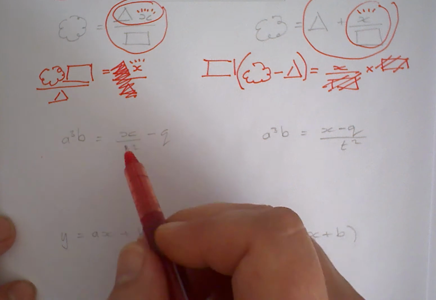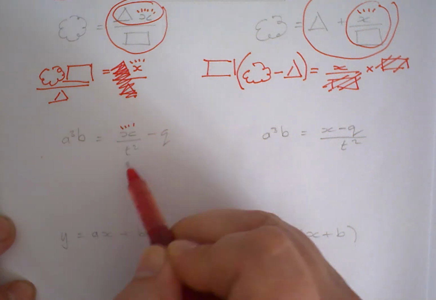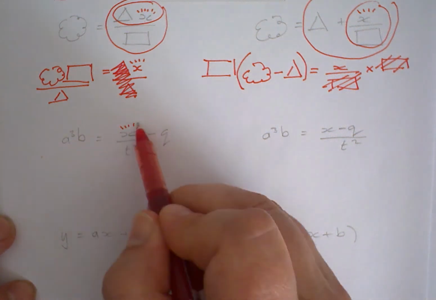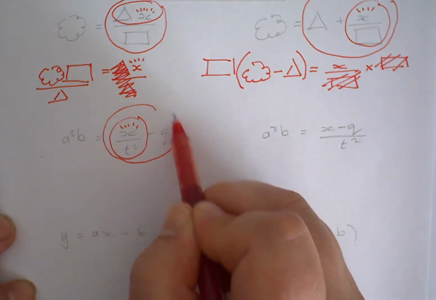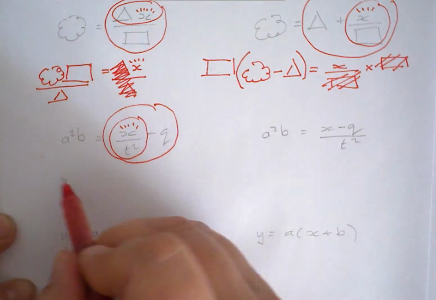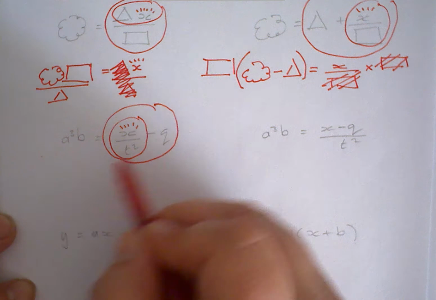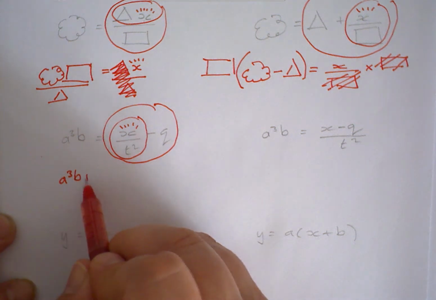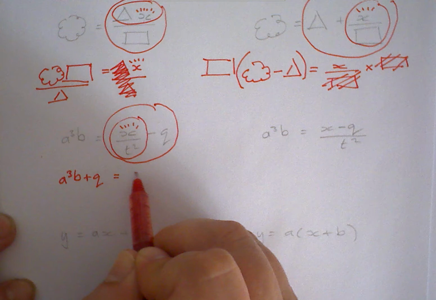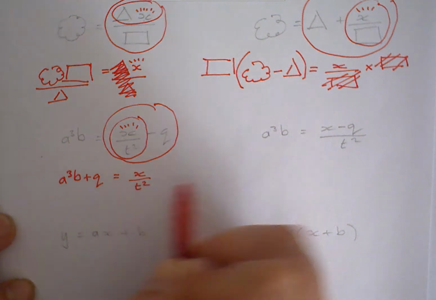So let's have a look here. Trying to get x by itself, it is being divided by t squared, and on the outside the minus of the q. So I'm going to get rid of the outer layer first by adding. Opposite of minusing q is to add q. And then I'm going to do this one over here.